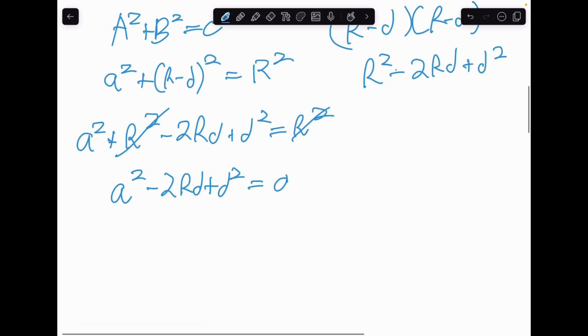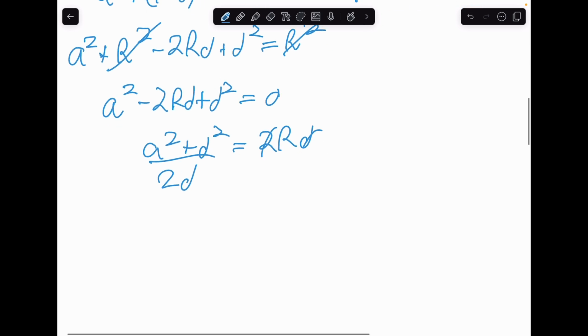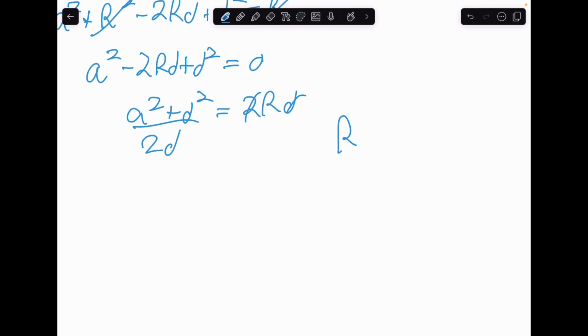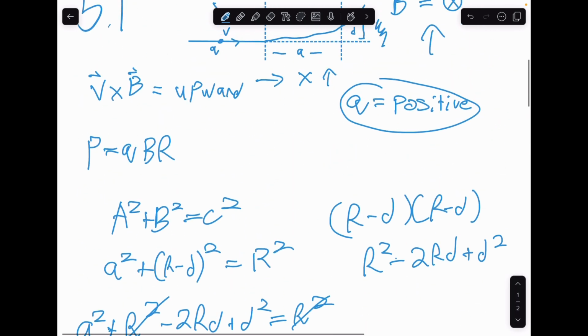We can move the 2Rd over to the other side because we're trying to find R in this case. So then we're left on the left with a squared plus d squared, and on this side a positive 2Rd. So once again, we are trying to solve for R. So pulling the 2d to this side, we can do that, giving us R by itself. R is equal to a squared plus d squared over 2d. Let me double check my notes. Perfect. And we can plug that into this original equation.